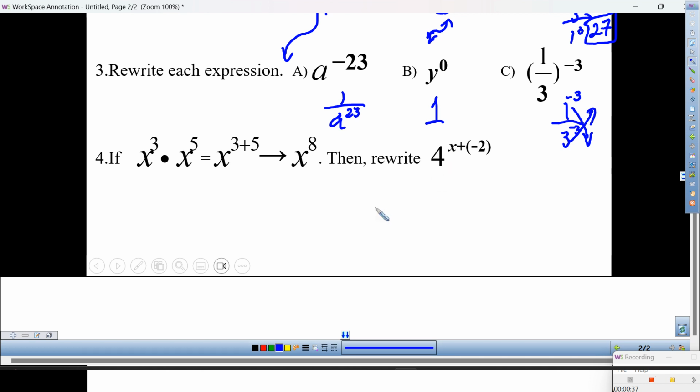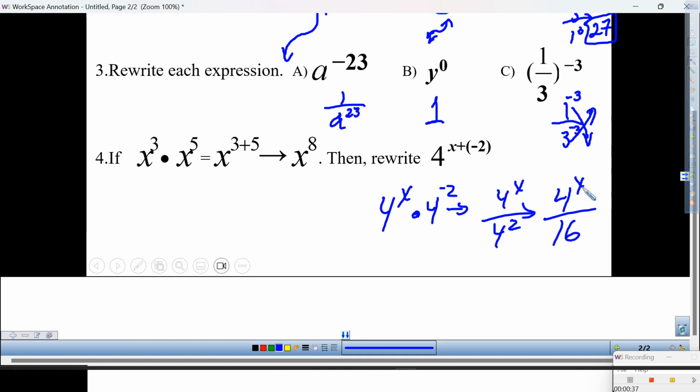Anyways, this is 4 to the x times 4 to the -2, which is 4 to the x over 4 to the 2nd, which is 4 to the x over 16. Something like that. In our sleep, we got this, yes? Yep, some of you are waking up like, rational functions. Oh yeah, we got this.